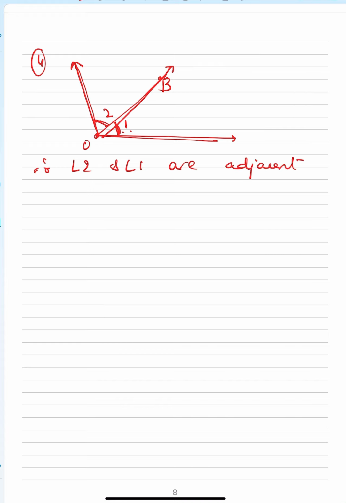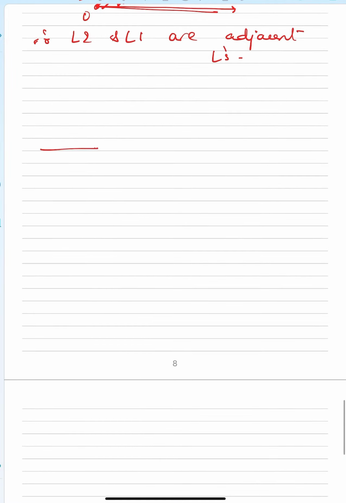Okay. Let me take one more figure for the same. Suppose it is given like this. Angle 2 is here and angle 1 is here. Then are they adjacent angles? Yes. Again it is a common arm with a common vertex, and both these are the opposite arms to the common arm.